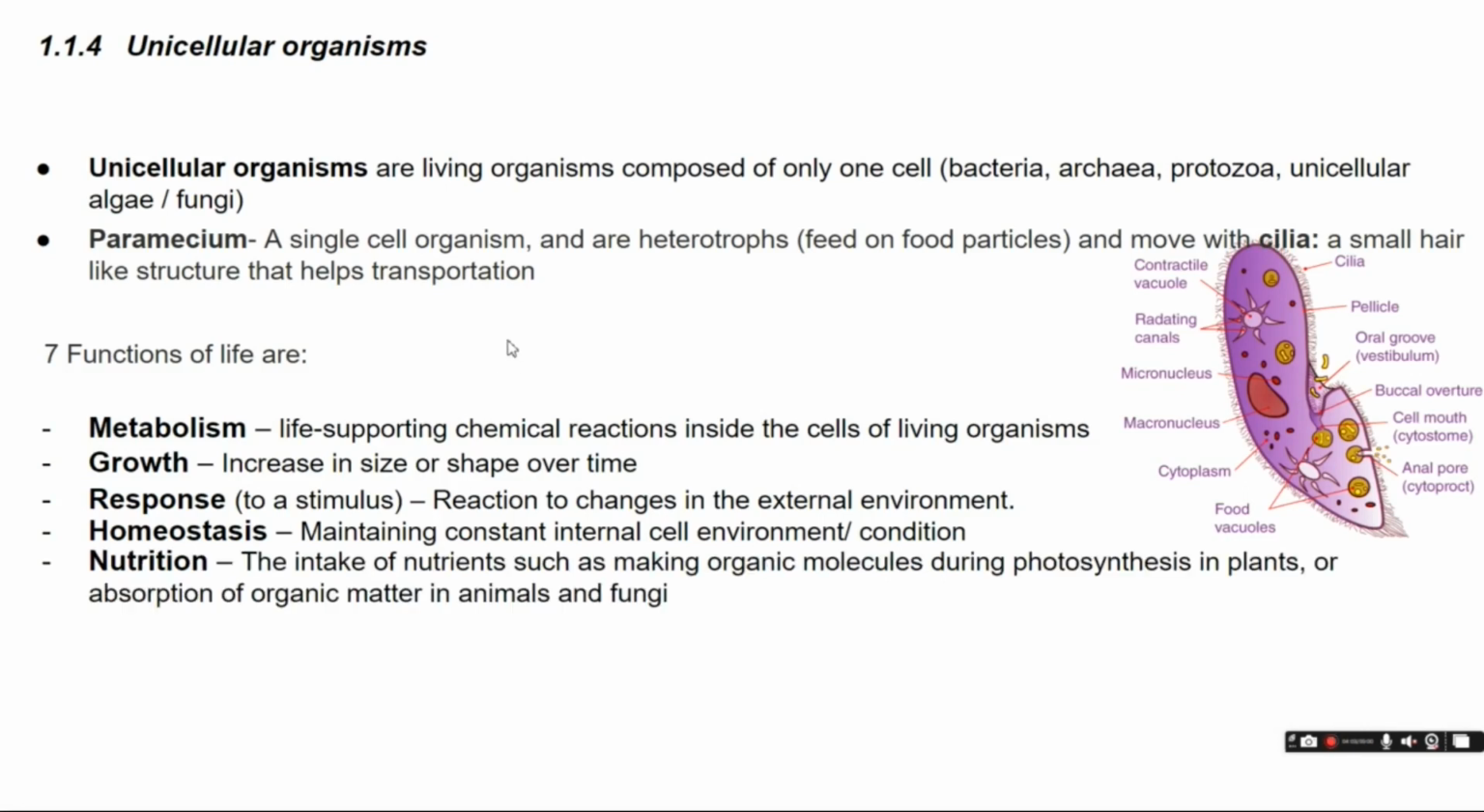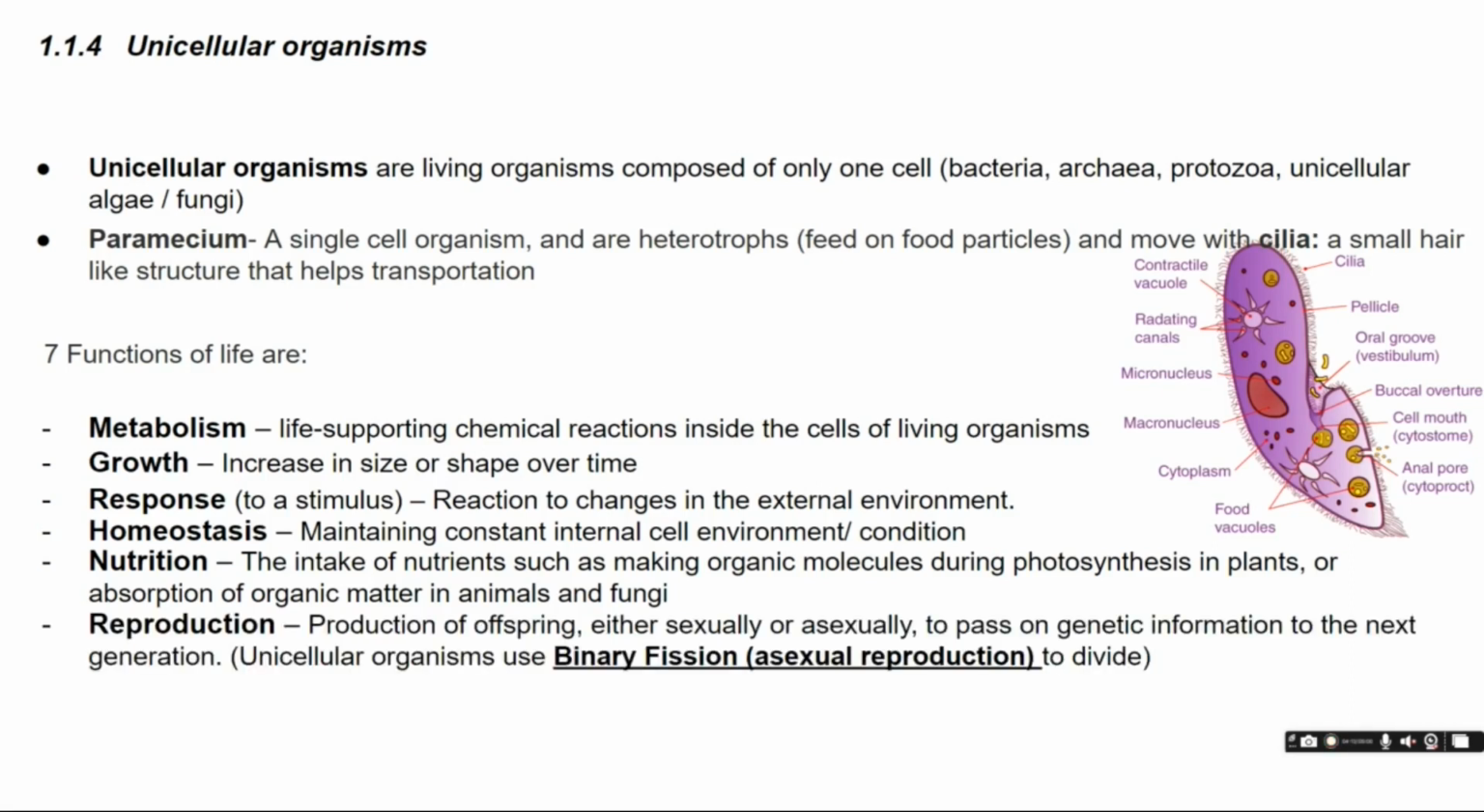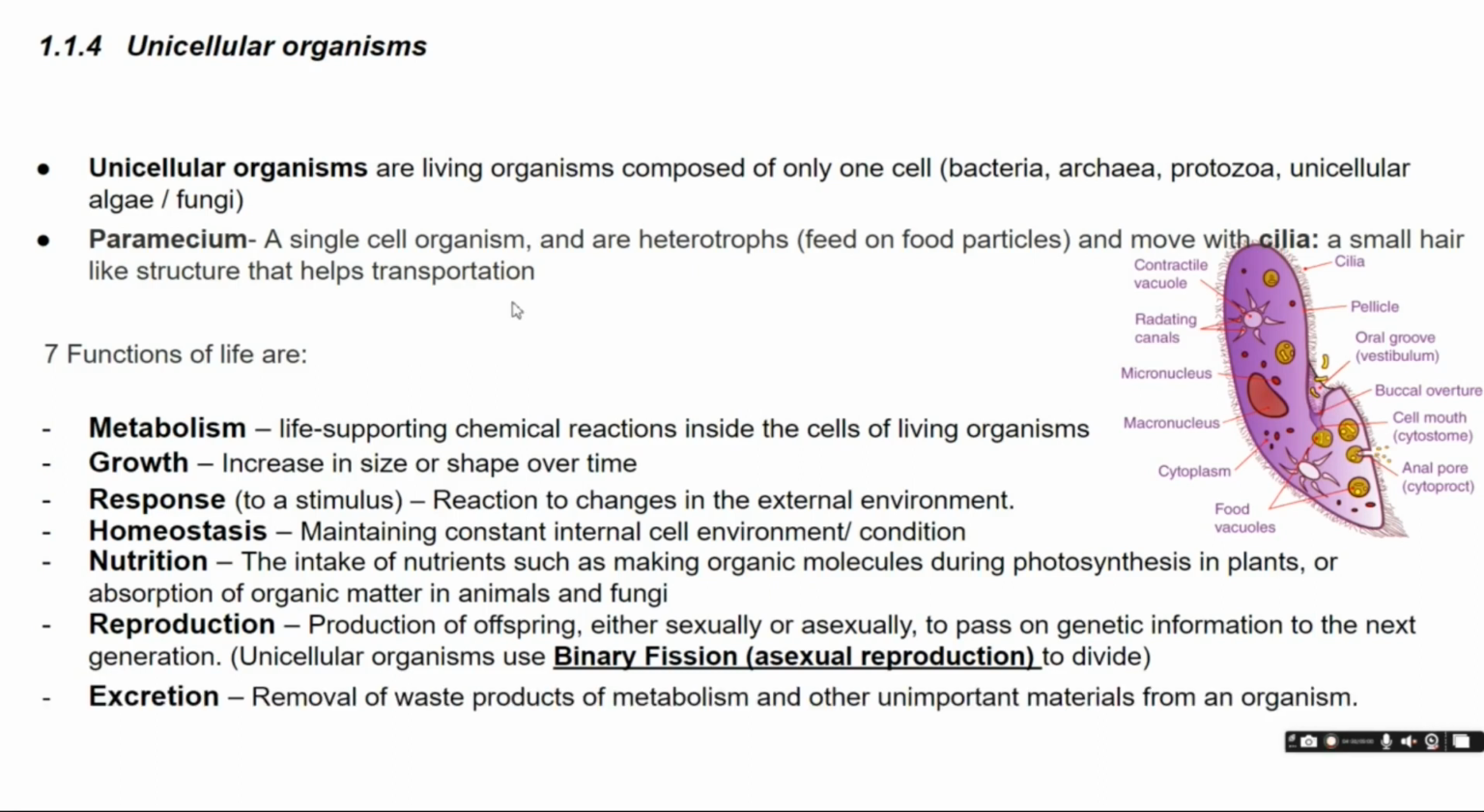The fifth one is nutrition, which is the intake of nutrients such as making organic molecules in photosynthesis or absorbing it for animals and fungi. The sixth one will be reproduction, which is the production of offspring, either sexually or asexually, to pass on their genes onto their offspring. And in unicellular organisms, this is always asexual reproduction. It is called binary fission. And lastly, we have excretion, which is the removal of waste products of the metabolism through the cell.